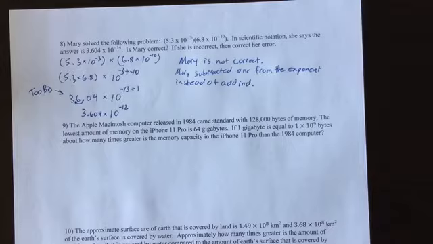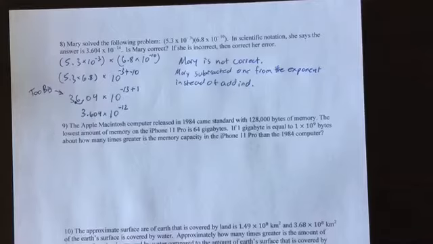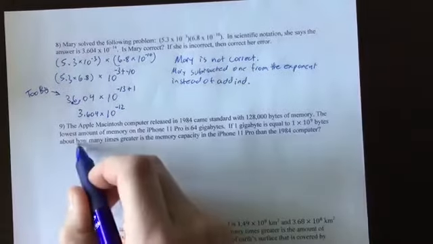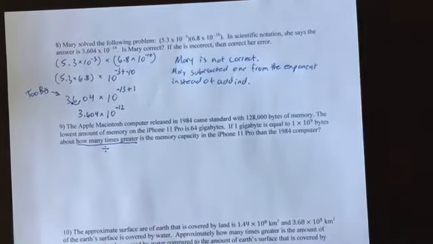The lowest amount of memory on the iPhone 11 Pro is 64 gigabytes. If 1 gigabyte is equal to 1 times 10 to the 9th bytes, about how many times greater is the memory capacity in the iPhone 11 than the 1984 computer? So remember that how many times greater, that means we're going to divide. But there's a little issue here.